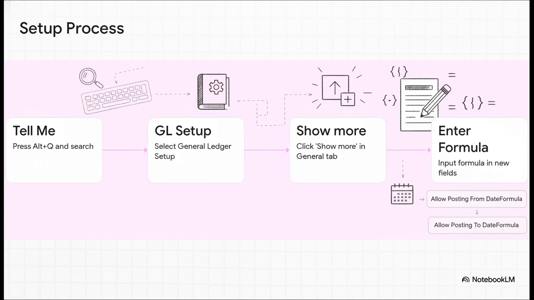Once you're on the General tab, you've got to make sure to click Show More to expand your view. And boom, right there, you'll spot two brand new fields, Allow Posting from Date Formula and Allow Posting to Date Formula. This is exactly where we'll be typing our shiny new character strings.